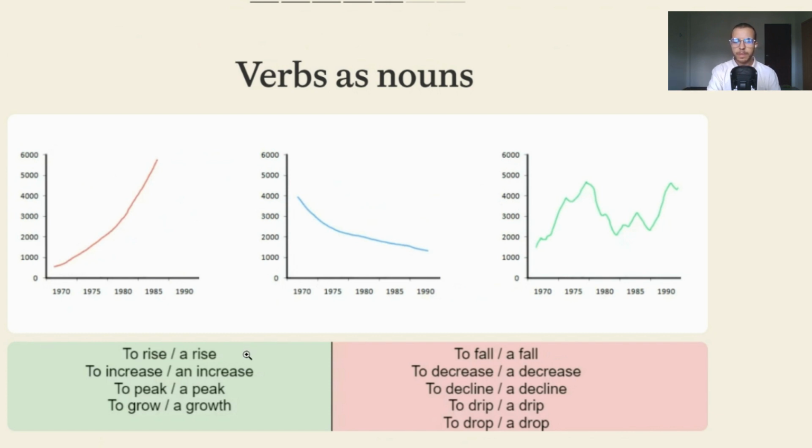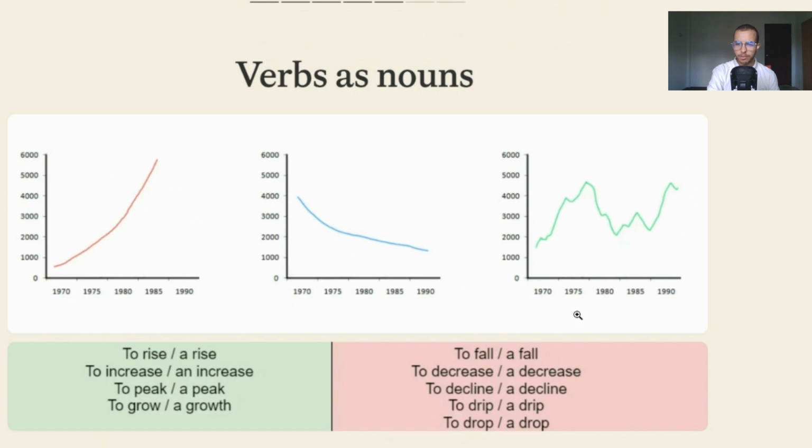For example, a rise. There was a rise between 1975 and 1985. That's the noun. There was an increase. There was a peak. Let's look at going down. There was a decrease. Now, you'll note I always use the word a before. A decrease, a drop, a growth. Remember that. When we use it as a noun, we use a.